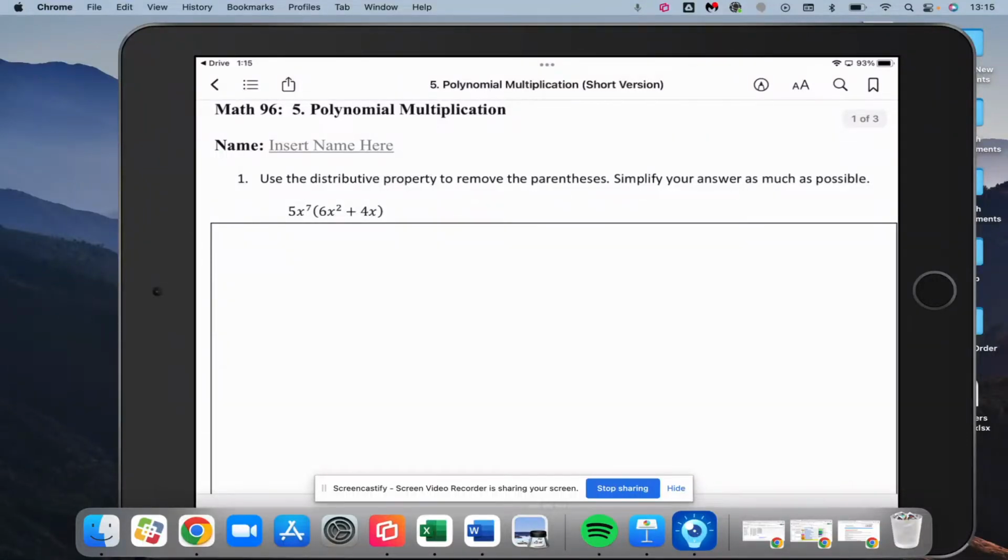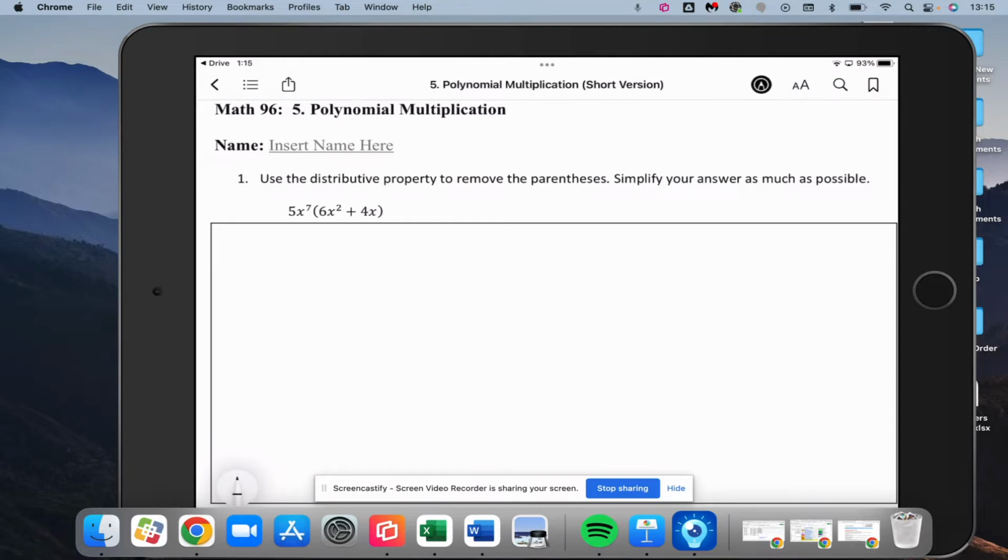All right, so homework 5 is polynomial multiplication. And so there's a certain way that I really prefer to do these. A lot of people do the distributive property and just do this kind of a thing. That's okay. And if you like doing that, I will not stop you. But instead, I like to do this multiplication using what I call an area model or kind of a box.